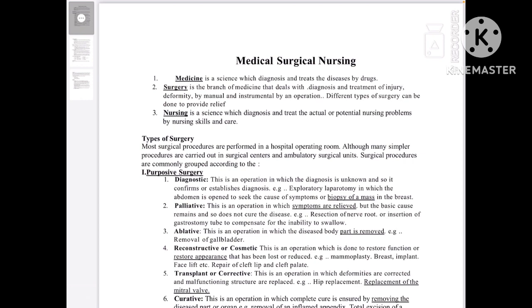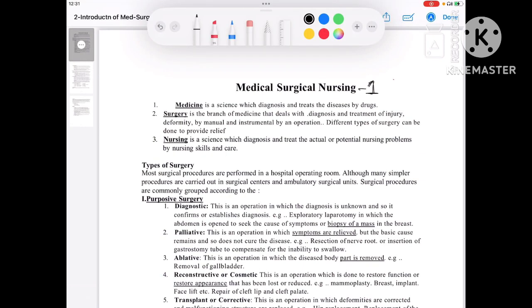In this video, we are going to study medical surgical nursing. So, what is medical surgical nursing? Medicine is a science which diagnoses and treats disease by drugs. That is what we call medicine.